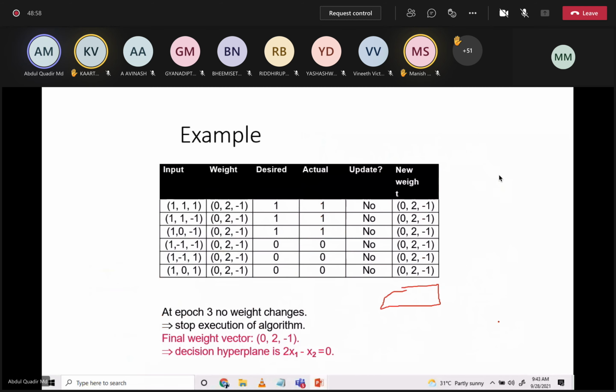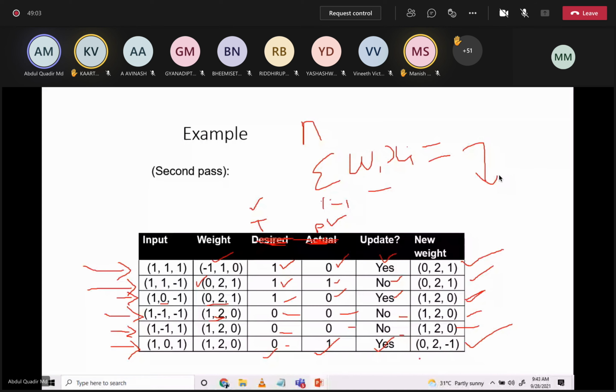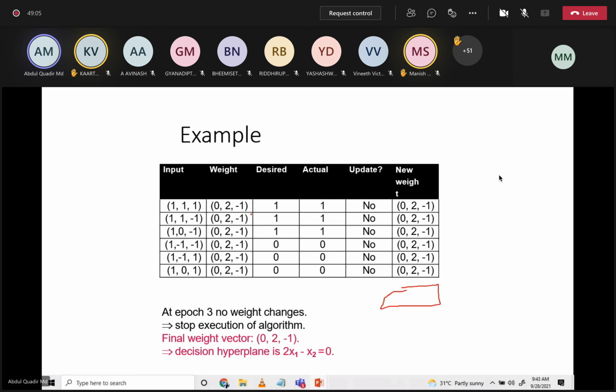Then we run through the third pass. What is the latest weight? 0 to minus 1. Then we repeat the process. Can you see? Desired is 1, actual is 1, no weight updation. Again desired is 1, actual is 1, no weight updation, and the same for the next inputs. Then desired is 0, actual is 0, and desired is 0, predicted is 0. So no weight updation.